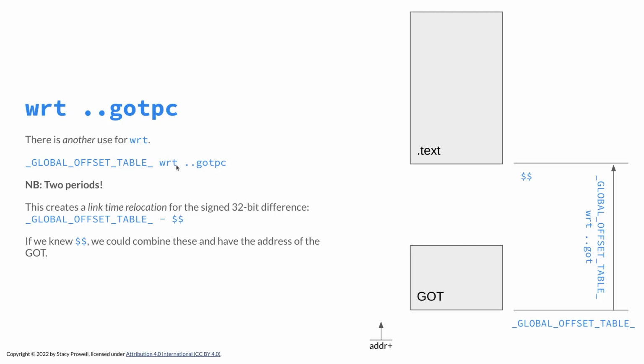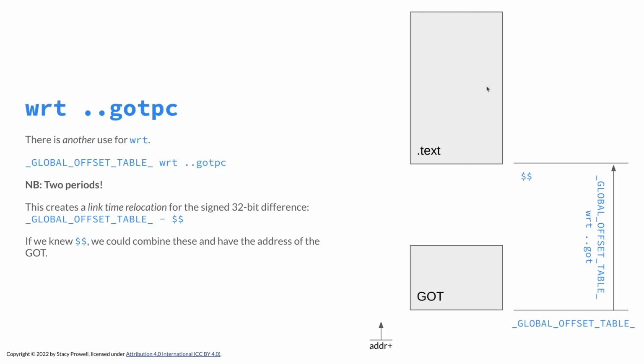So global offset table with respect to ..PC creates a link time relocation for this signed 32-bit difference. Global offset table minus $$. What is that? Well, global offset table is the absolute address of the global offset table. $$ is the absolute address of the text, sort of the text section.